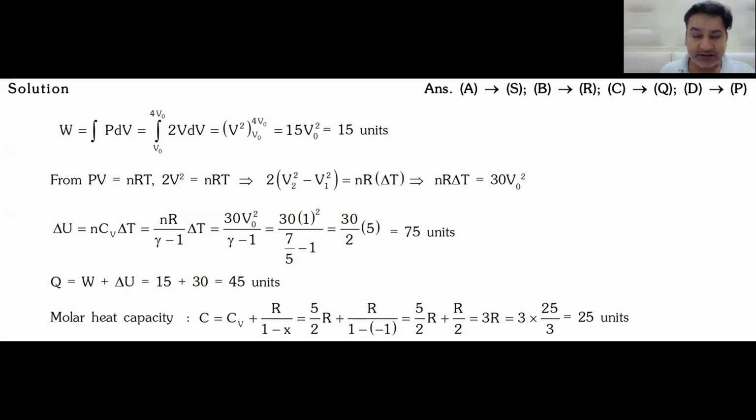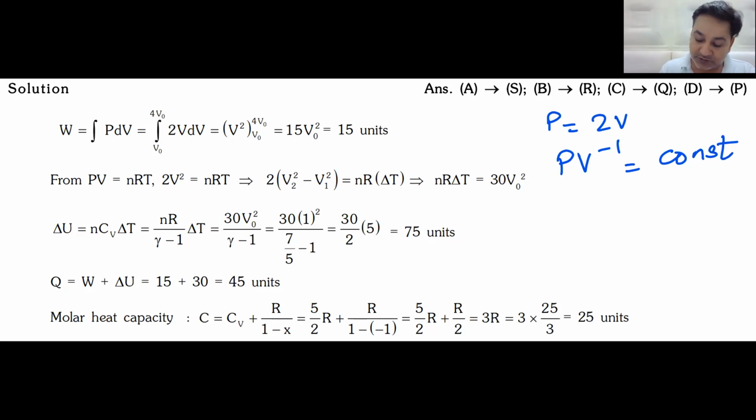Let us see how it's to be done. Now, this is how the solution has been done in this. You can obviously follow this and do it this way, or it's a polytropic process, right? P is given as 2V. Yes or no? So I can write this process as PV raised to the power minus 1 equal to constant. Yes or no? So here the value of n becomes equal to minus 1. Yes or no?